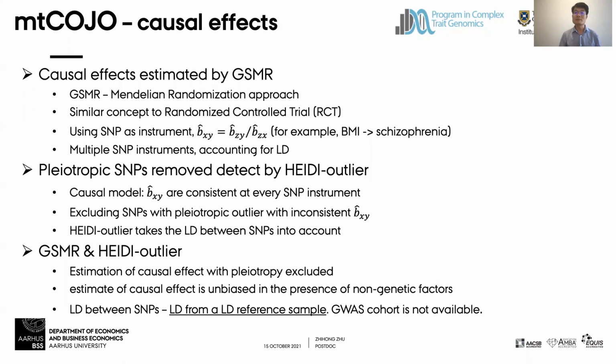The GSMR method uses multiple SNP instruments. Therefore, we need to incorporate the correlation between SNPs. So we need a cohort with individual level data to provide an LD reference.